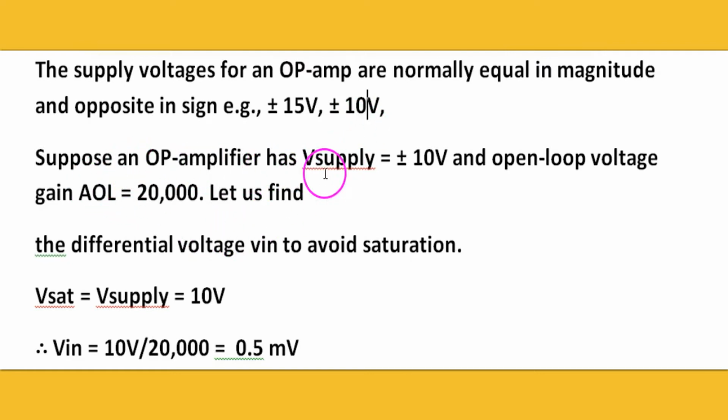Suppose an op amplifier has supply plus minus 10 volt and open loop voltage gain is 20,000. Let us find the differential voltage V in to avoid saturation. V saturation equals V supply. The saturation voltage is the maximum voltage given by the op amp, which depends upon the supply. If the supply is 10 volt, it will give maximum 10 volt and nothing more than that.